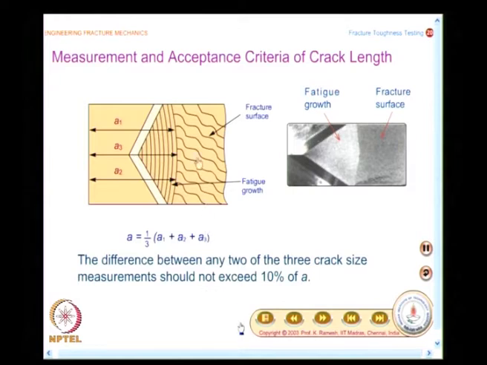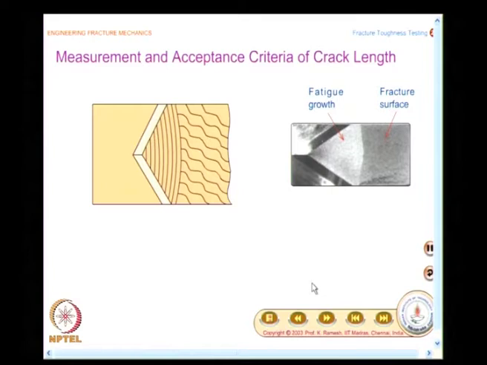And here you find in general you will have a wavy crack front. In the drawing it is shown as a simple arc, here it is different. So, when you make the measurements A1, A2, A3, you have to ensure finally whether these measurements exceed 10% of A. If that is so, then you may have to discard the test. You have to go and do the pre-cracking very carefully.